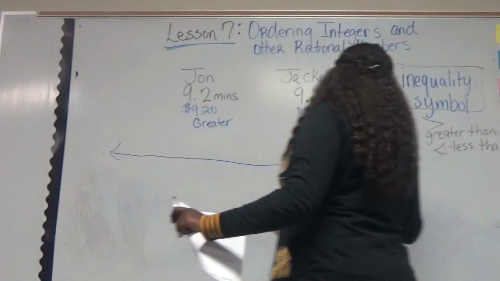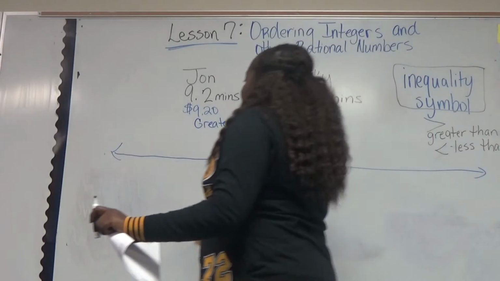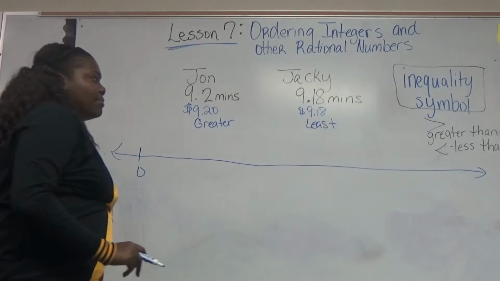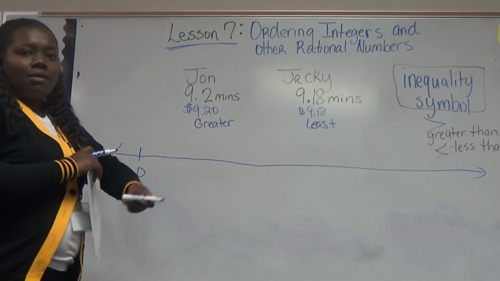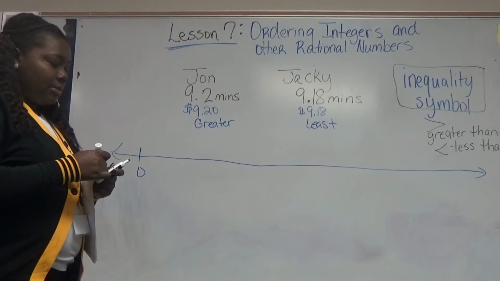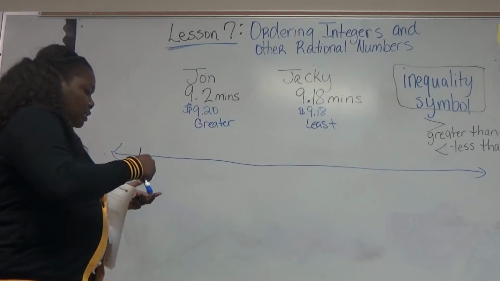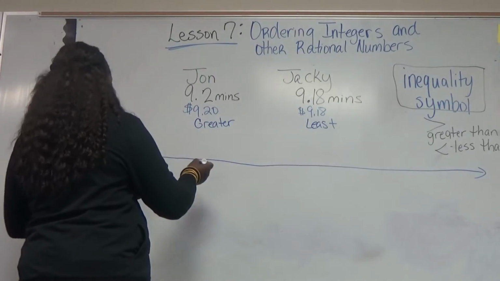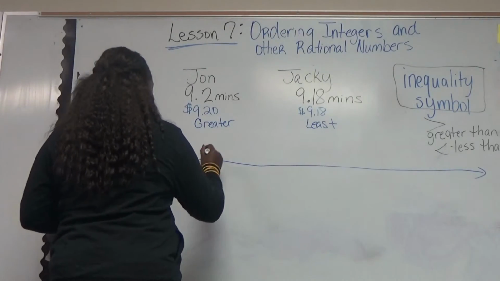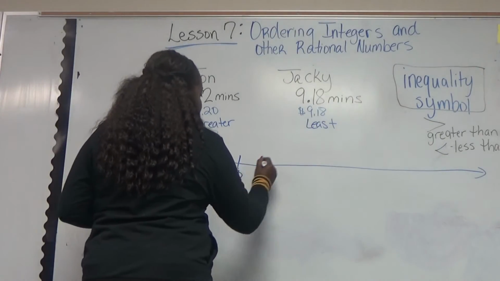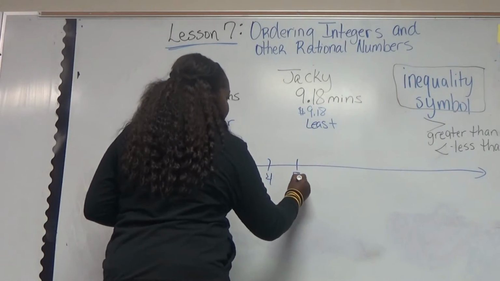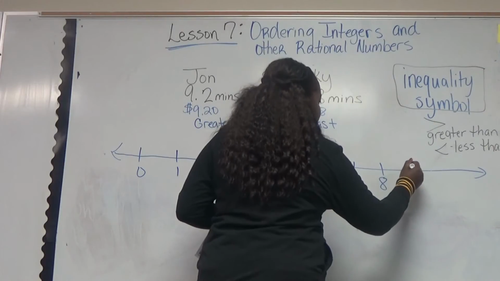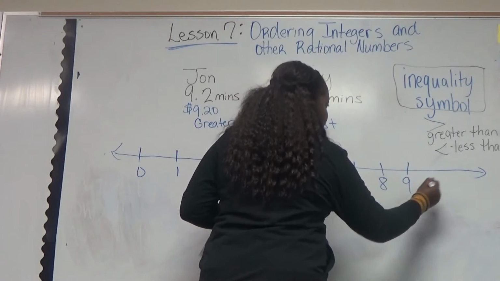So I have a number line. I'm going to start with 0. And I'm only going to use positive numbers this time because, why would I only use positive numbers? Because both of the numbers are positive. Both of my numbers are positive, so I don't necessarily need the negative side unless I just want to see it. Okay, so I'm going to count: 1, 2, 3, 4, 5, 6, 7, 8, 9, and now I'll go to 10.